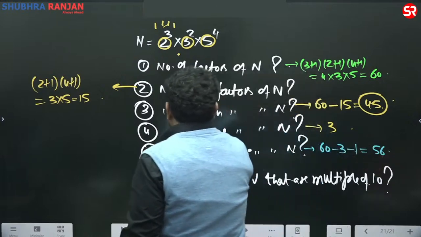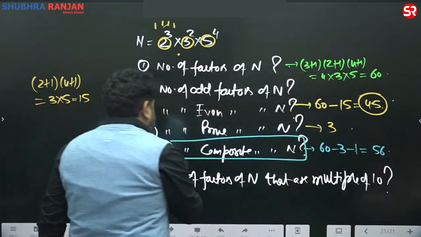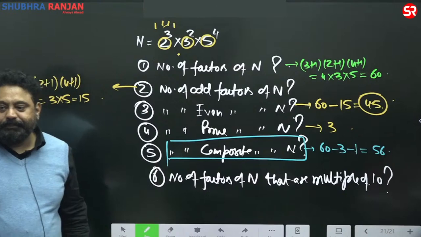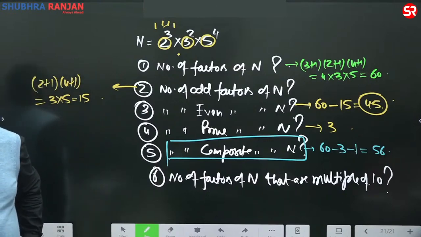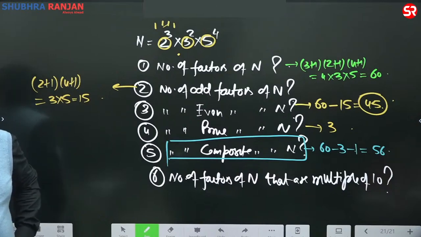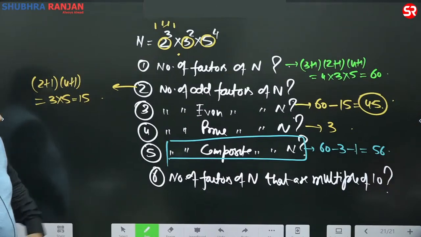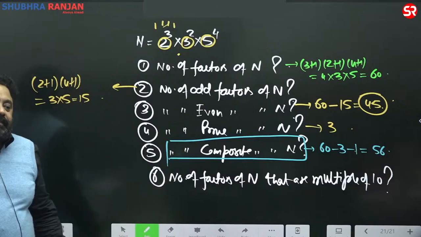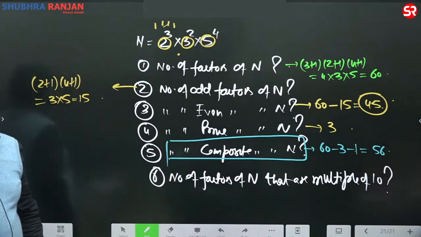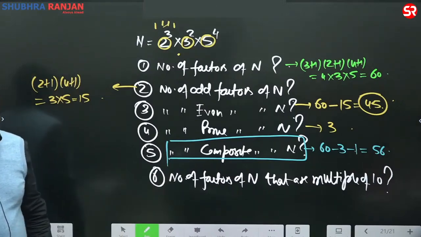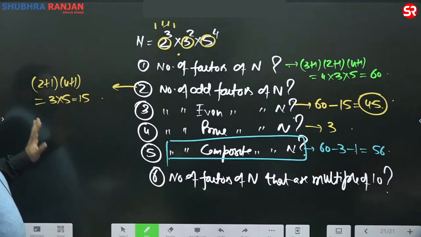This is one question I expect would come. Composite factors: minus 1 has to be there. 1 is neither prime nor composite. Clear? And number of factors that are multiples of 10.